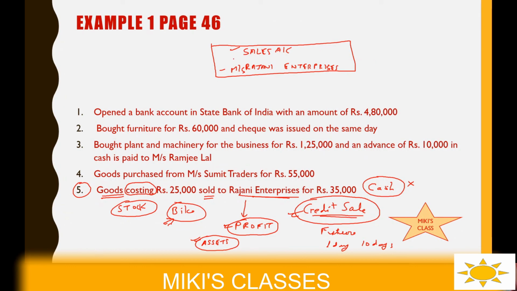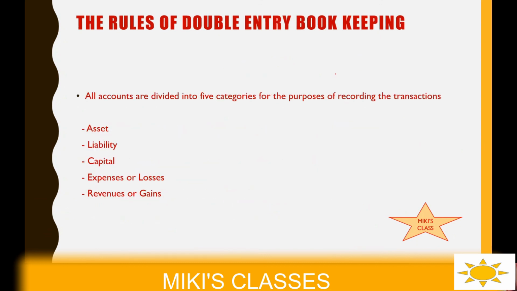So, okay, these are the two accounts which are involved, sales account and Rajani Enterprises. Now, sales account, sales means what? Revenue. So this is automatically categorized as a revenue account, right? So we don't have to check it separately. We have to check what kind of an account is this Rajani Enterprises. Okay, let us check.